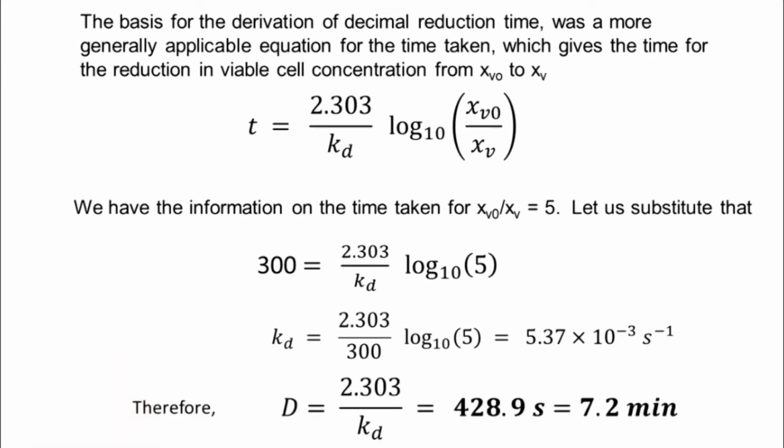Now that we have Kd, we can find the decimal reduction time as 2.303 by Kd, which turns out to be 2.303 by 5.37 into 10 power minus 3, or 428.9 seconds. Because Kd was in second inverse, we get this in seconds. If you divide this by 60, we get 7.2 minutes. Therefore, it takes 7.2 minutes for a tenfold reduction in the viable cell concentration under these conditions.